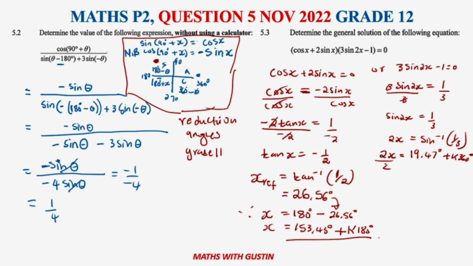We divide by 2 here. Everything thereof needs to be divided by 2. x is going to be equal to 9.74 plus K180. For the different solutions, guys, here they're giving us that it is in between what and what. We are going to substitute k equals 1, k equals -1, k equals 0, and so on.